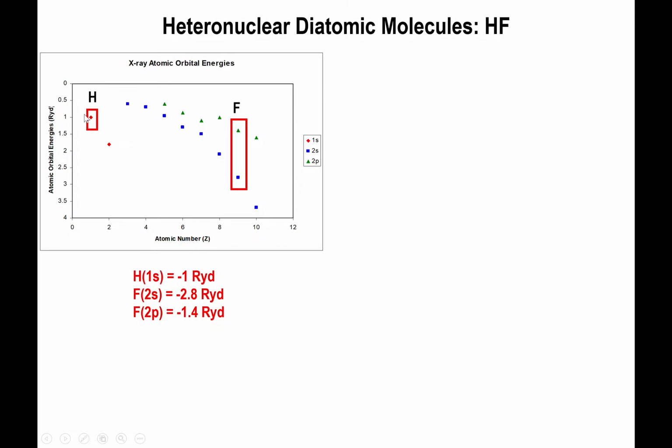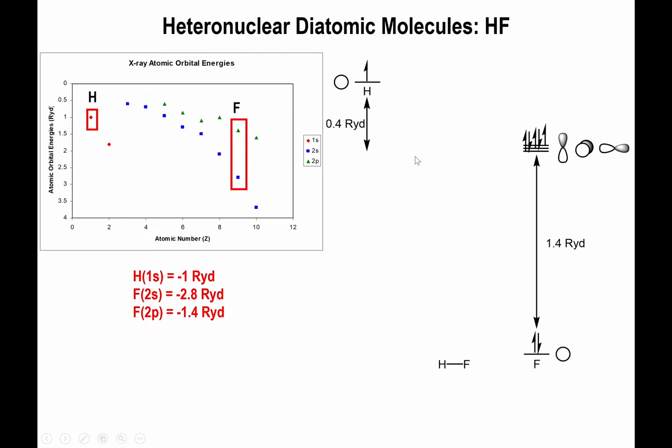Alright, so if we look at hydrogen fluoride, the difference in energies of the 2s and the 2p orbitals of the F element are rather large, super large in fact, so they don't really interact with each other. But notice that the energy of the hydrogen atom is actually very close to that of the 2p orbital of fluorine. The 2s orbital of fluorine is very low compared to hydrogen, so the interaction is going to be rather minimal.